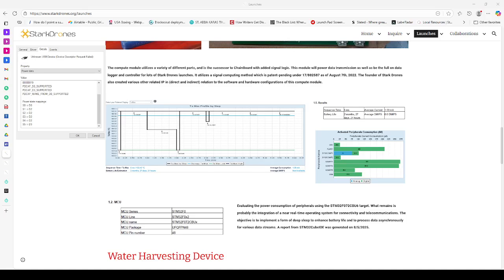Hello guys, so here we talk a little bit about the STM32F072 series, which is the BU6 target. Sorry, I do have a bit of a cough, but it's the MCU that the compute module uses.